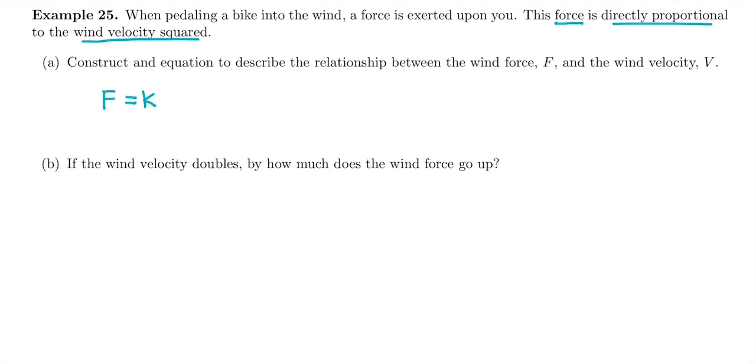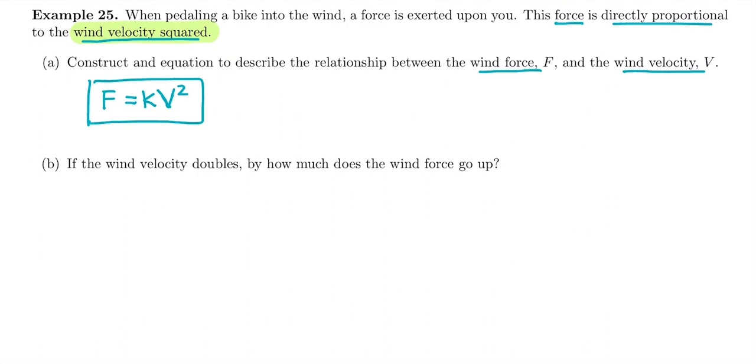So we have our K, our constant of proportionality. So the wind force F is directly proportional to the wind velocity, and it says squared. So it's going to be K times V squared. There's our equation for direct proportionality. We're not given a couple points to be able to solve for what K is, the constant of proportionality, but the force is directly proportional to the wind velocity squared.